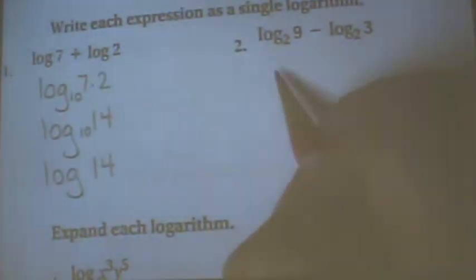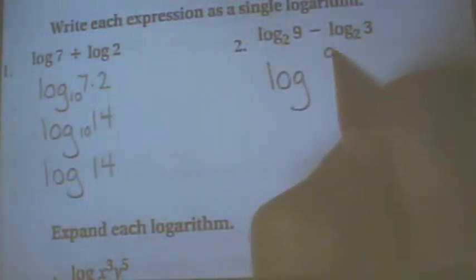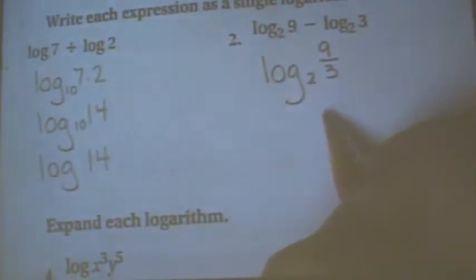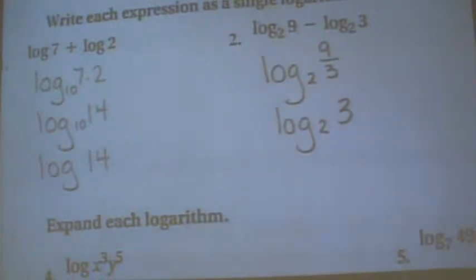Okay, now this one is a subtraction. So you're going to divide 9 over 3, and it's base 2. And 9 over 3 is 3. And the last one.